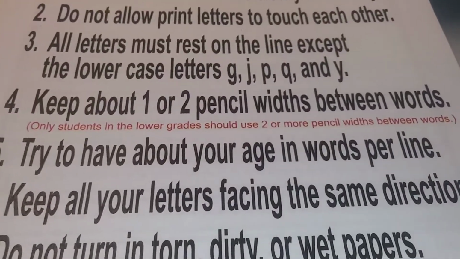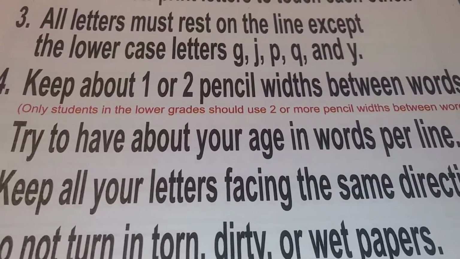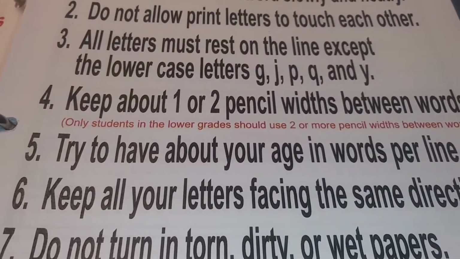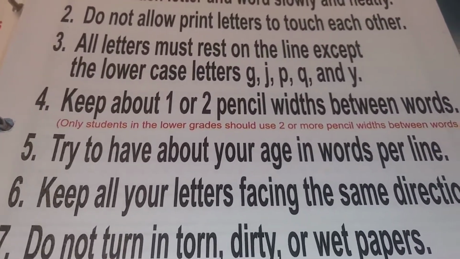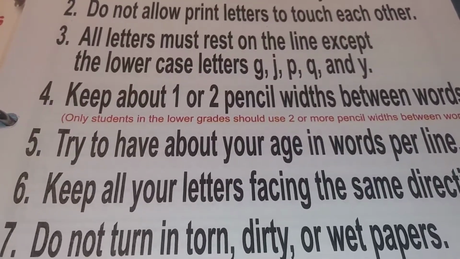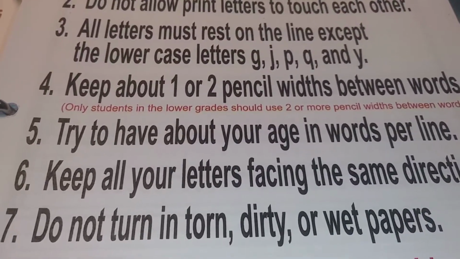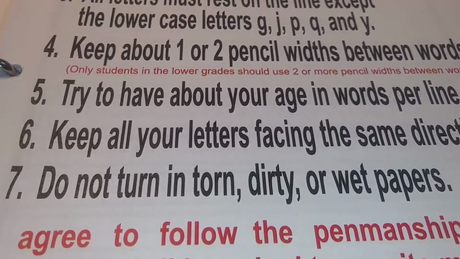Rule 5, capital. Try to have about your age in words per line. So a 4th grader on ability level would try to squeeze on a STAR document about 9 to 10 words per line. If they're on a 5-year-old ability level, about 4 or 5 words per line. Because the actual document, we'll see in a little bit, is about 1 inch to 1.5 inches wider than the normal space you would use on notebook paper.